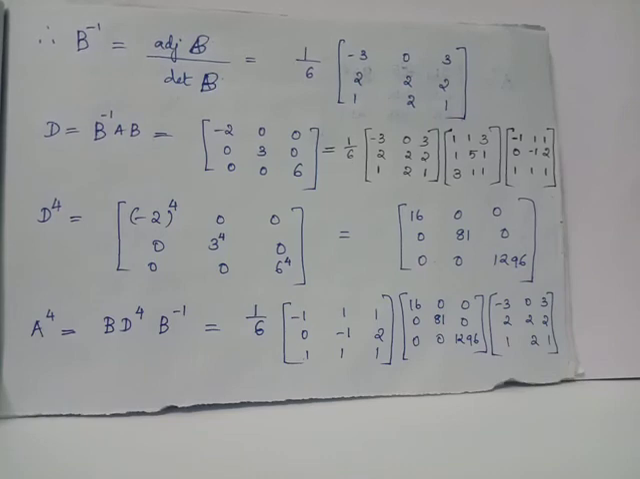We are asked to find out A raised to 4. In order to find out A raised to 4, we will depend on the diagonal matrix D. We have the relation A raised to 4 equals B into D raised to 4 into B inverse.